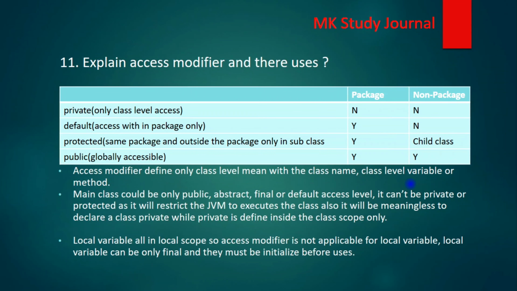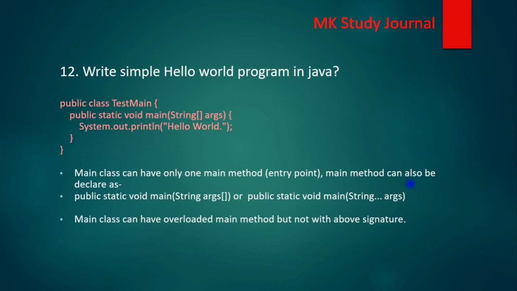And the third point we already discussed, that the local variable is in local scope, so we can't use an access modifier for the local variable. Only the final keyword can be used with the local variable. So that's it on access modifiers. Let's move to the next question. The next question is to print a simple hello world program.